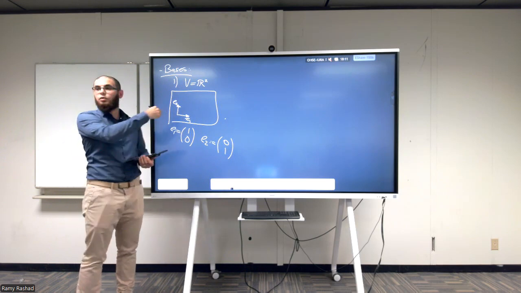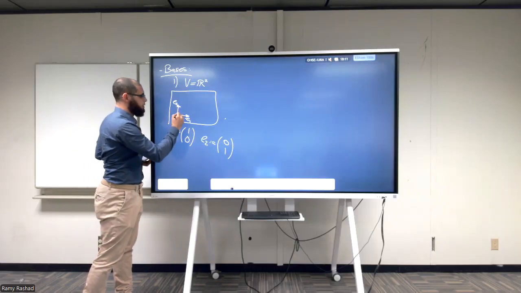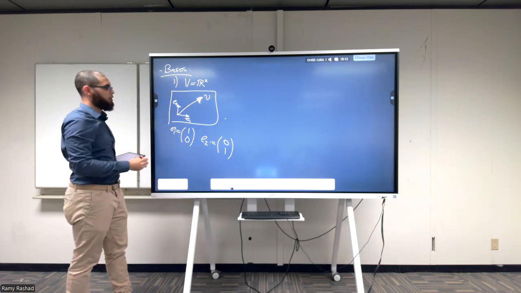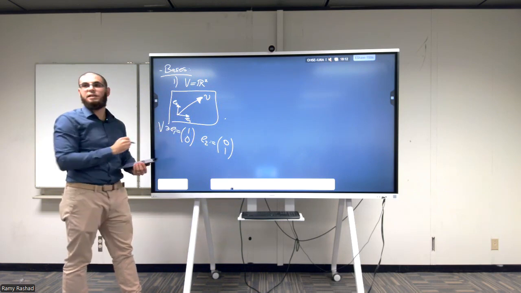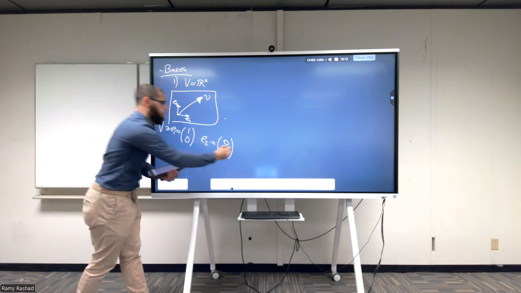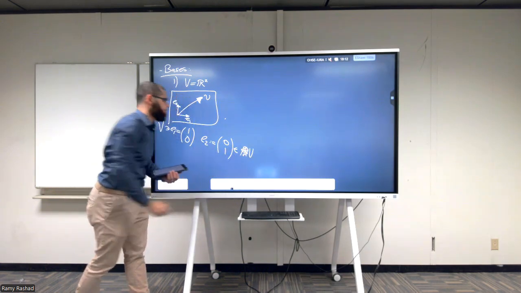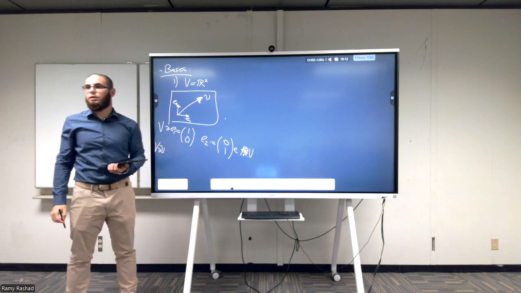So these two bases, and if I give you another vector like this, so this vector V, E1 lives in the vector space V, which is in this case R2. E2 lives in the vector space V, which is R2, and also V here lives in the vector space V, which is R2 in this case.